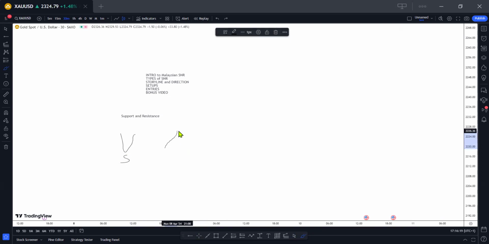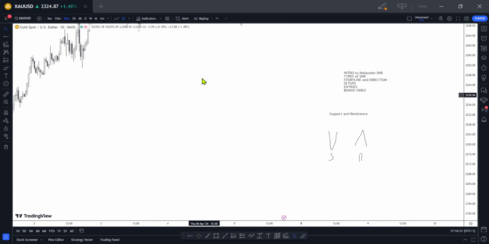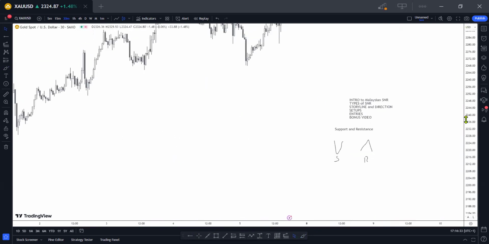Resistance is an A, right? This is A. This is resistance. We have support, we have resistance. That's SNR. In SNR, we have support, we have resistance. So let's look at examples of support and resistance.